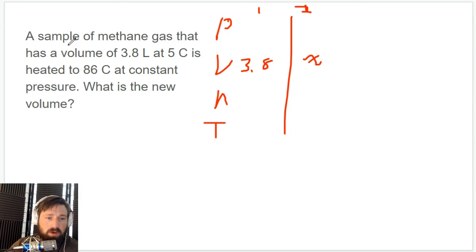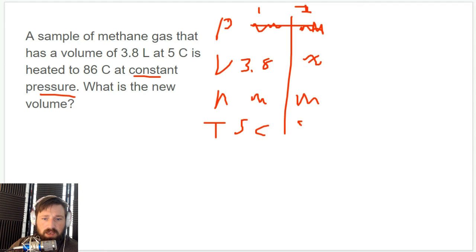Now, pressure. Okay, what do they say about pressure? Constant pressure. Okay, so the pressure didn't change at all. So whatever it is, it's going to be the same. I don't need to know it. All right, N. They don't talk about a reaction. They don't talk about adding gas. So this is going to be the same. So it doesn't matter what it is. And for temperature, 5 Celsius and 87 Celsius. Okay, so I know everything about these systems now, and I have already identified what it is that I'm going towards.